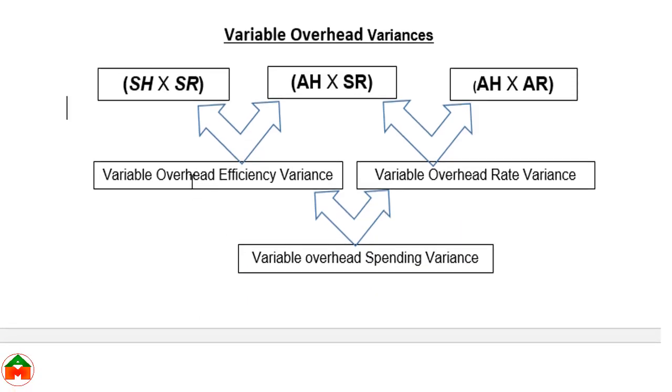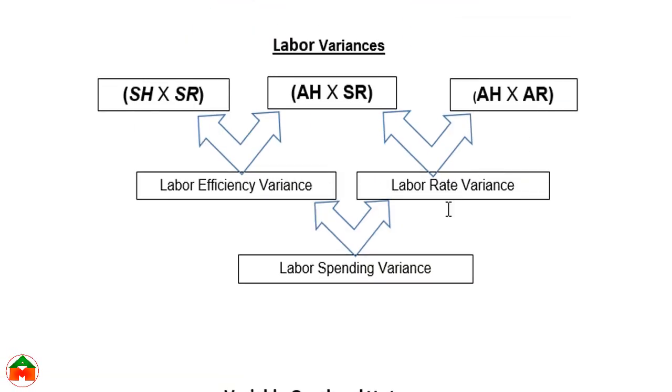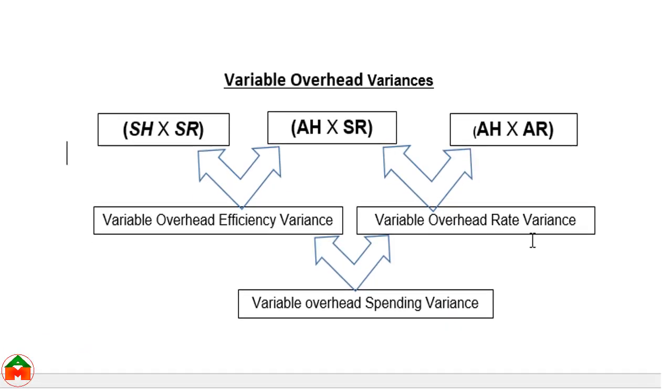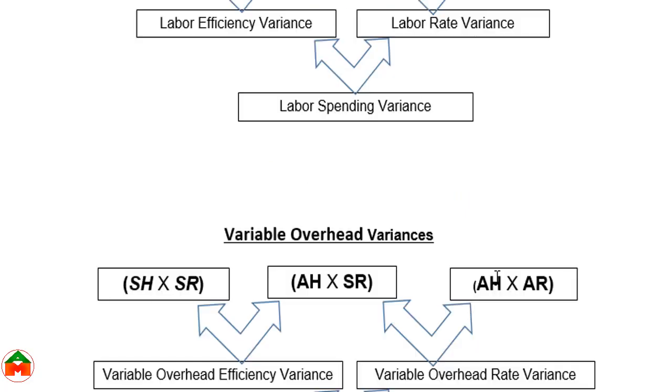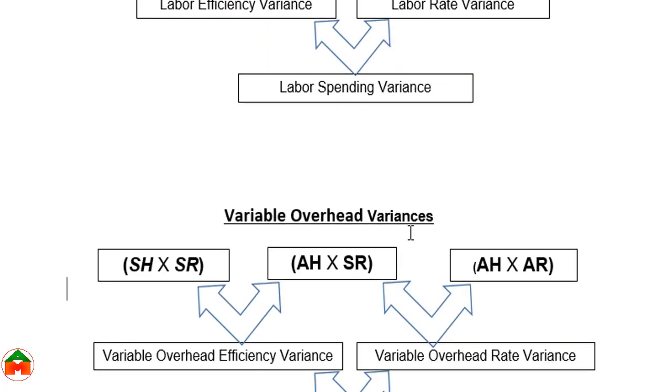Here we can see this is called the efficiency variance. On the other hand, if we compare this one and this one, then we will get the variable overhead rate variance. For material, this is called the price variance. For labor, this is called the rate variance. For overhead, this is also called the rate variance. And if we compare these two amounts, we will get the variable overhead spending variance. So these are the formulas to find out the material variance, labor variance, and variable overhead variance.